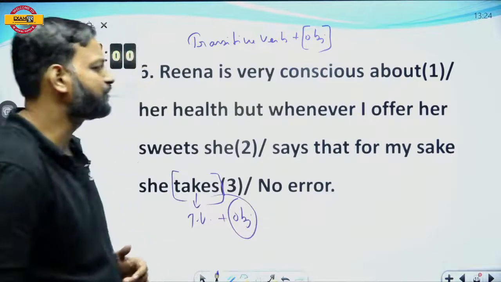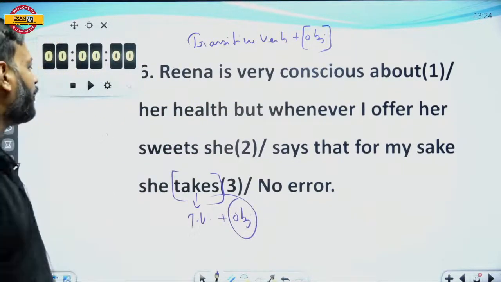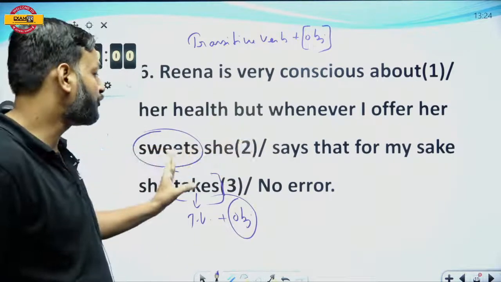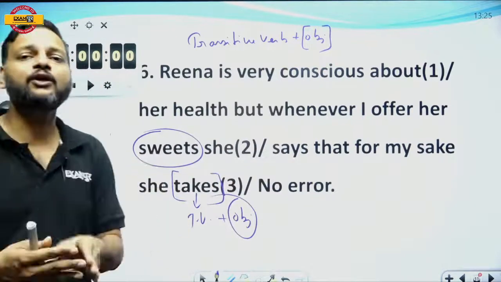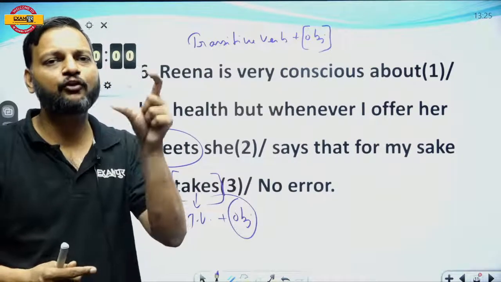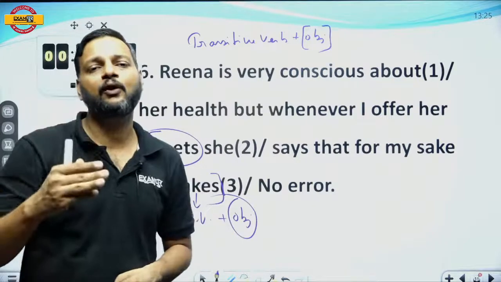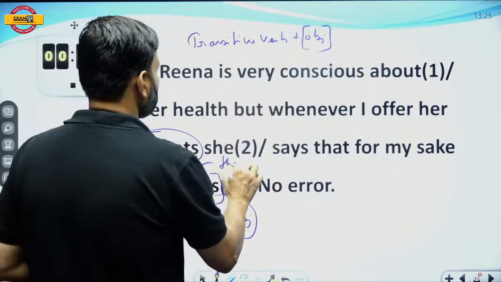Now what should be the object? Reena is very conscious about her health, but whenever I offer her sweets, she says that for my sake she takes. She takes what? She takes sweets for my sake. And the pronoun for sweets will be them, because sweets is plural, so the plural pronoun would be them. So after takes, you have to use them.